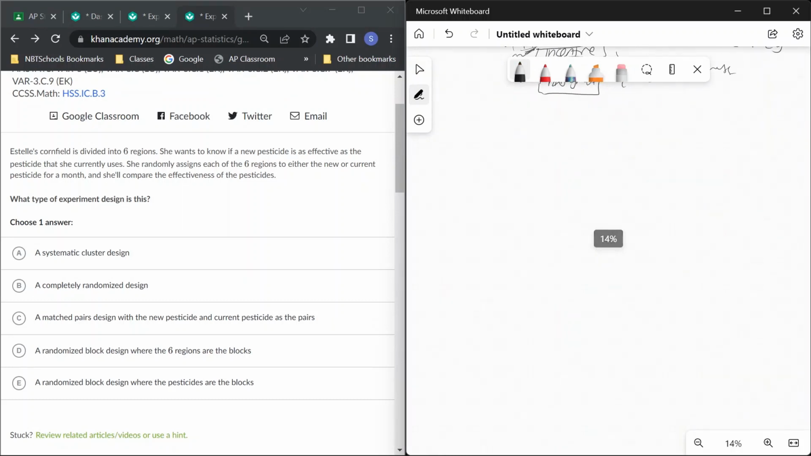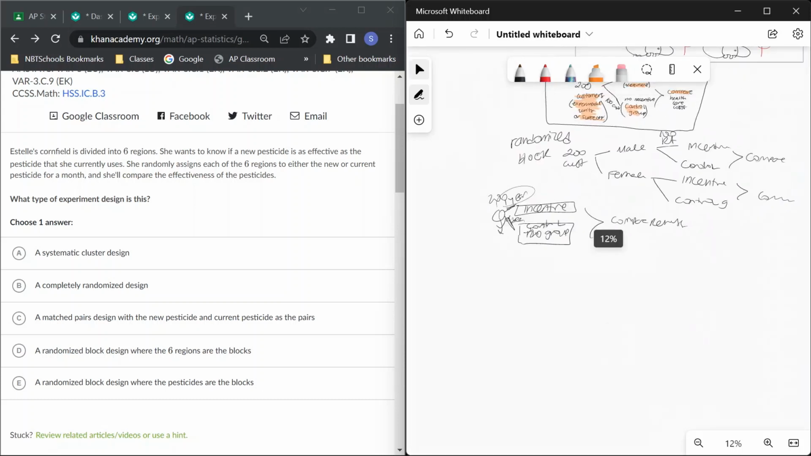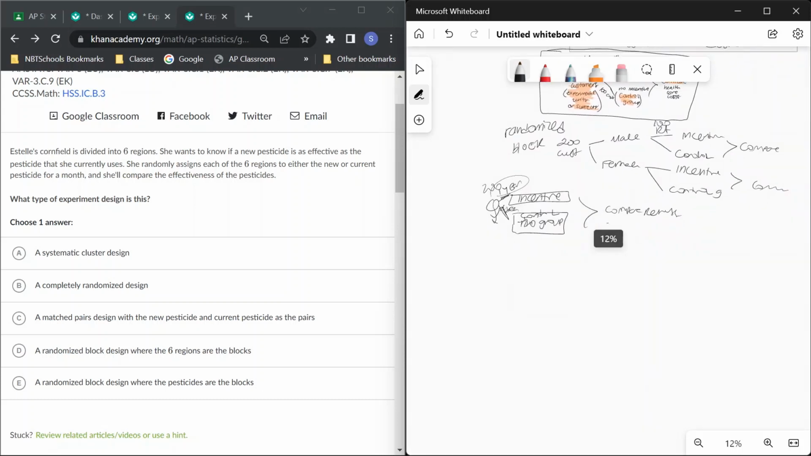Okay, Estelle's cornfield is divided into 6 regions. She wants to know if a new pesticide is as effective as the pesticide she currently uses. She randomly assigns each of the 6 regions to either the new or current pesticide for a month. What does this even mean? Okay, wait. Estelle's cornfield is divided into 6 regions.